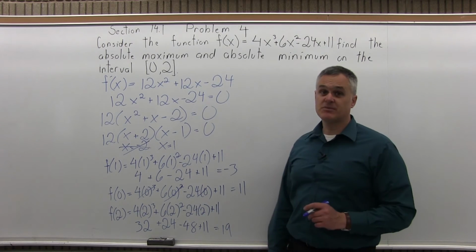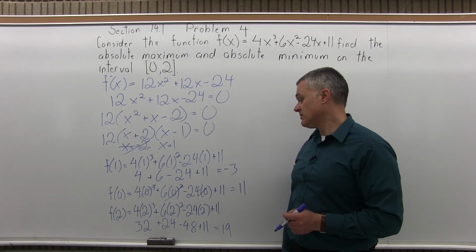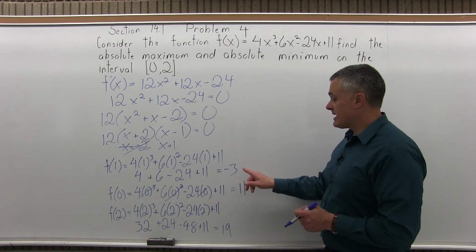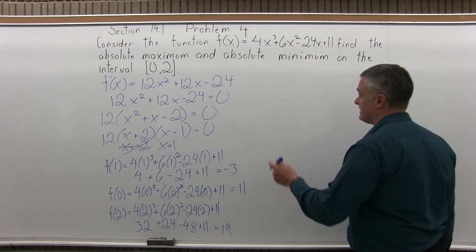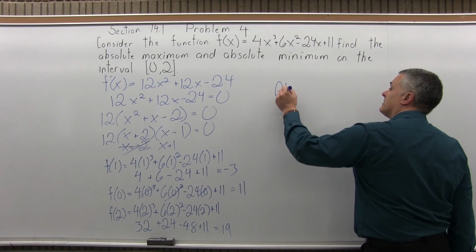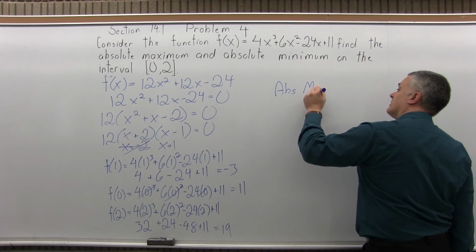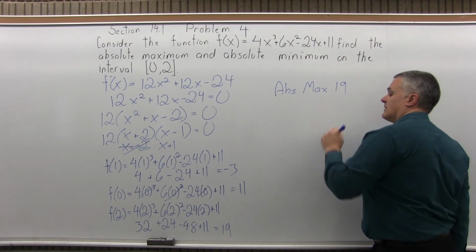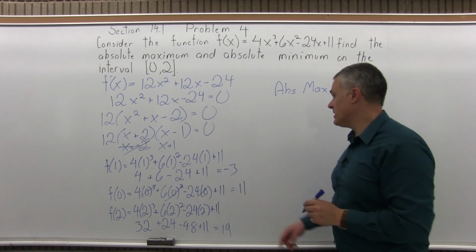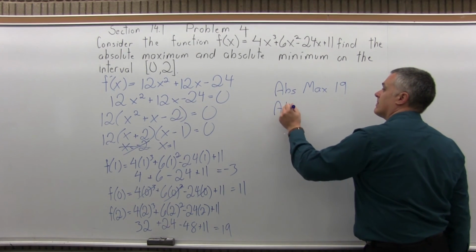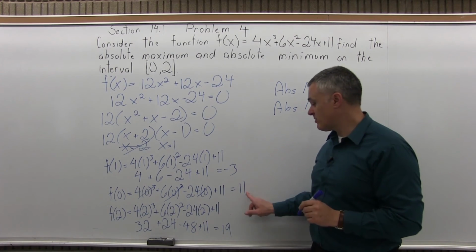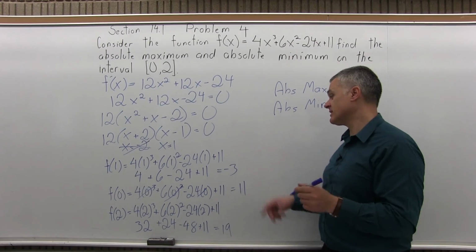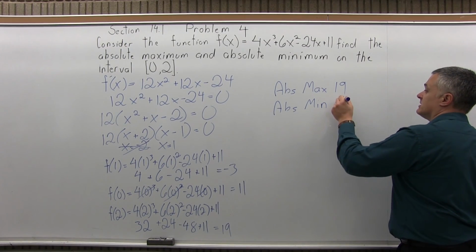So the last step is state your absolute maximum, absolute minimum. The absolute maximum, your choices are minus 3, positive 11, or positive 19. Well, 19 is the biggest. So the absolute maximum for this problem is positive 19. And the absolute minimum, your choices are negative 3, positive 11, positive 19. Well, the negative 3 is the smallest.